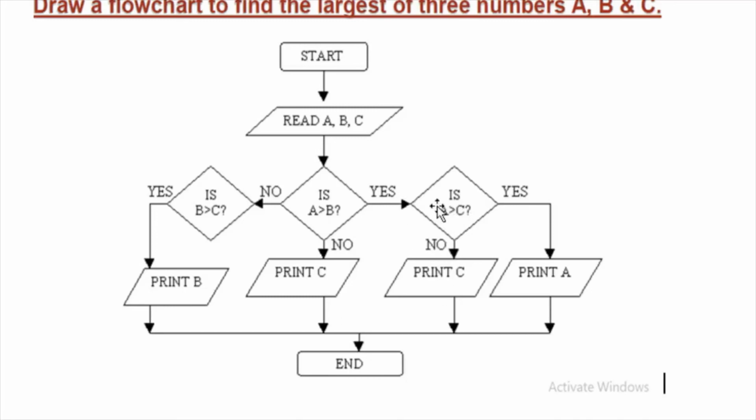Now why haven't we checked for b? Because here we have checked b already. If b is smaller than a and a is smaller than c, so it's obvious that b is also smaller than c, so we don't have to check for b again and again. Next condition.